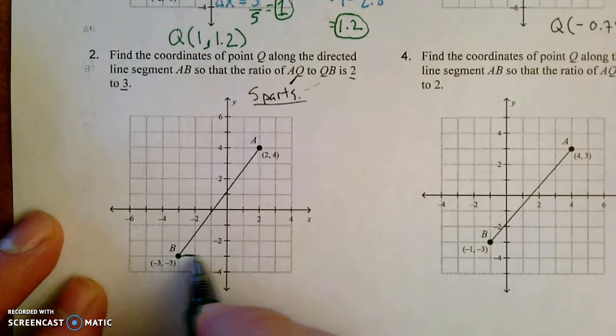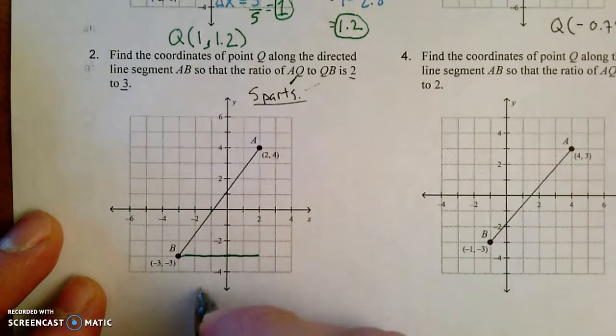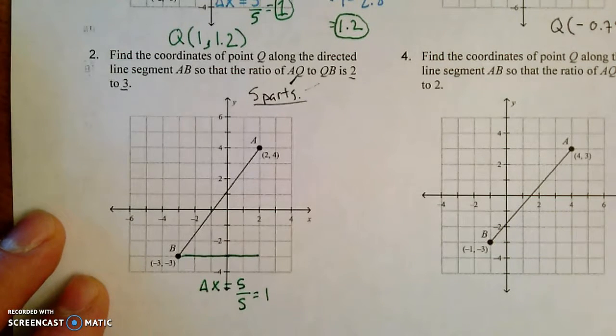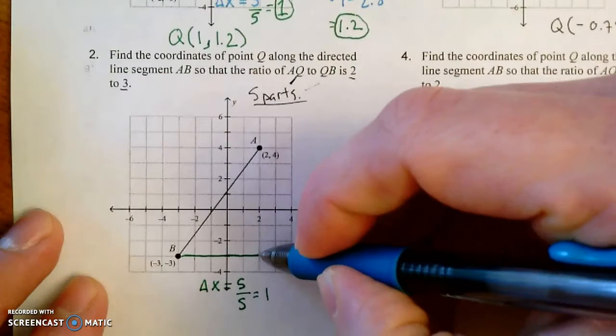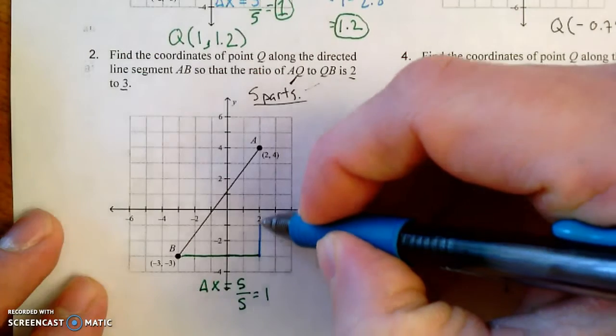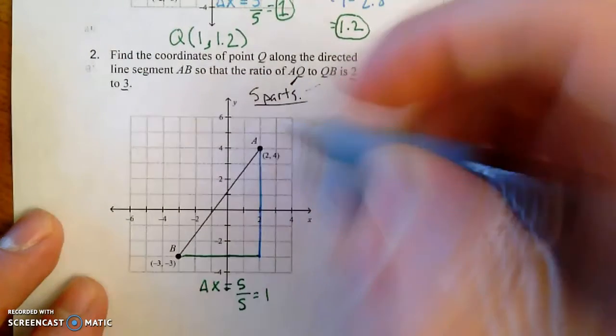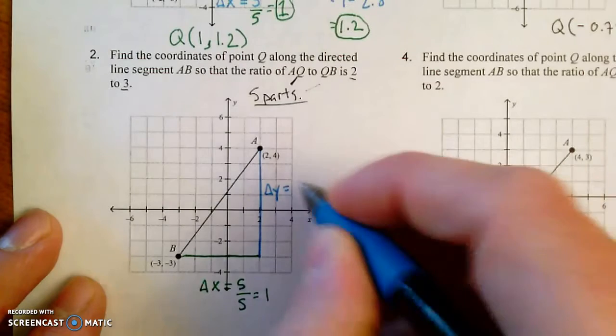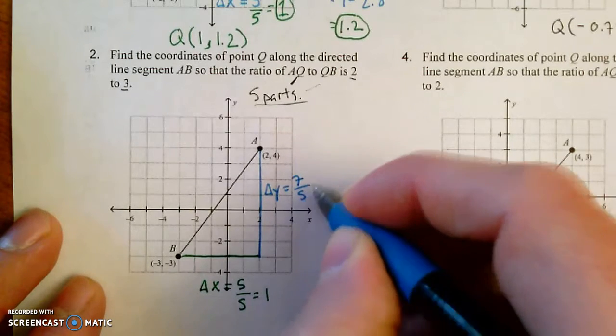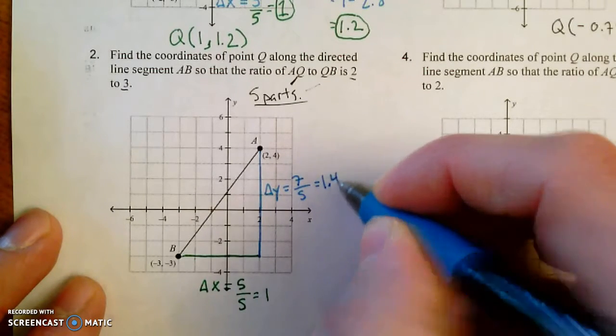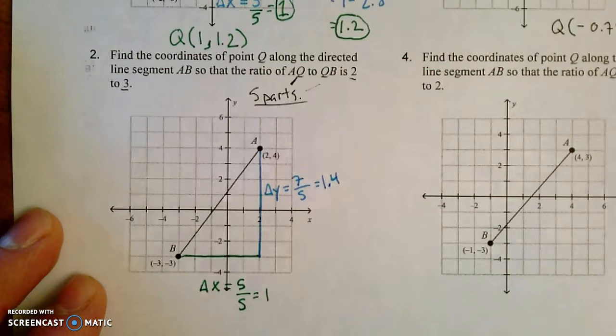So let's see. First, we've got our delta x, which is 1, 2, 3, 4, 5. And we're going to divide that by 5. So each of our segments is going to be 1 space over. And then we've got our delta y, which is 1, 2, 3, 4, 5, 6, 7. Our delta y is 7. We're going to divide that by 5 to get 1.4. So every step we take is going to be over 1, up 1.4.